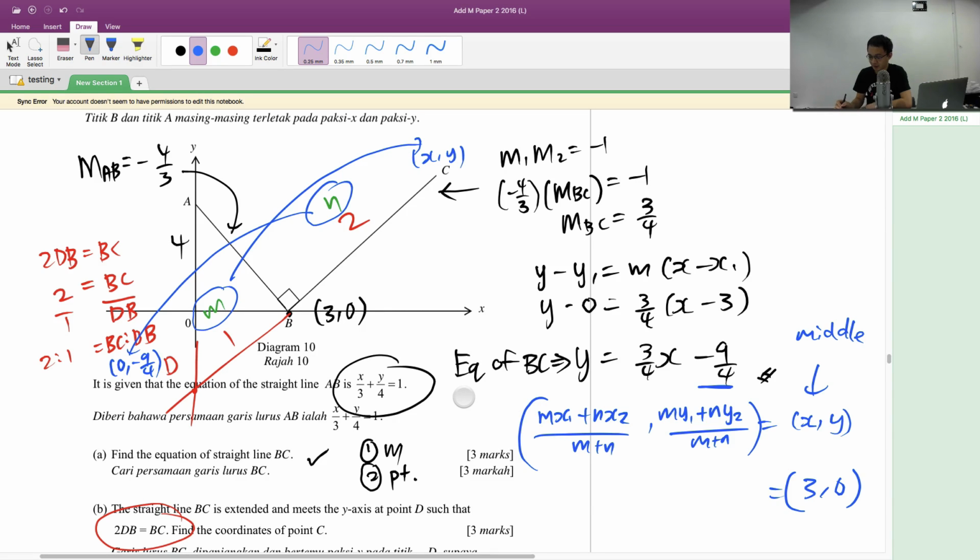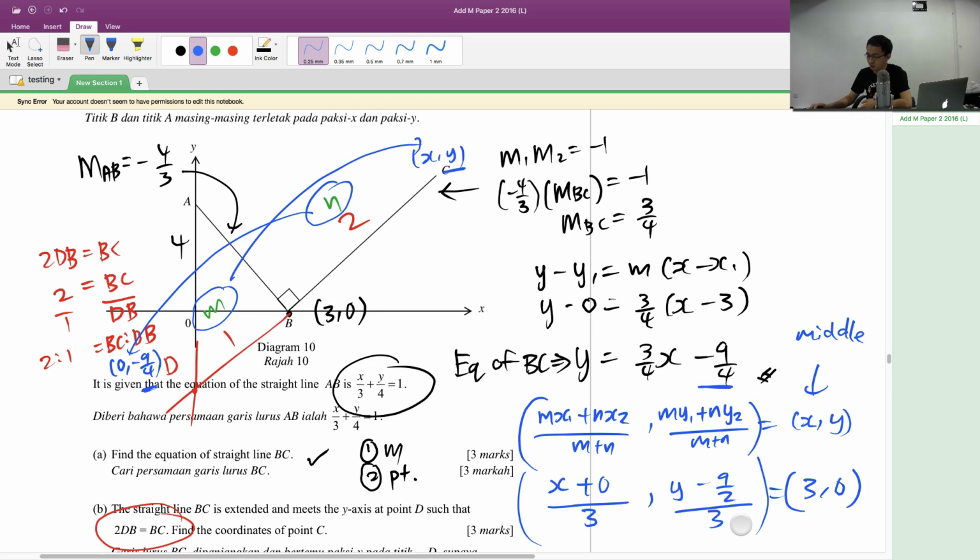So my M here is 1. 1 normally I don't write. So 1 multiply X is just X. And then 2 multiply 0 is just 0. And then 2 plus 1 is just 3. Comma. M multiplies the further Y, which is 1Y. And then 2 multiply the further Y, which is negative 9 over 4. So you will get (Y minus 9 over 2) over 3.